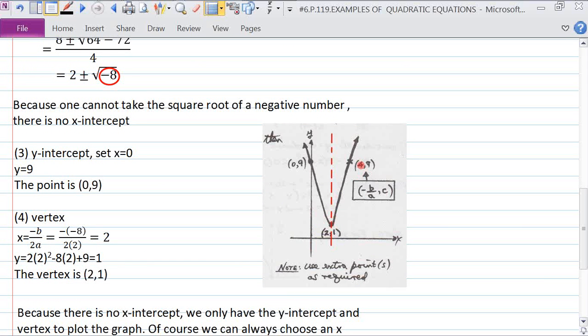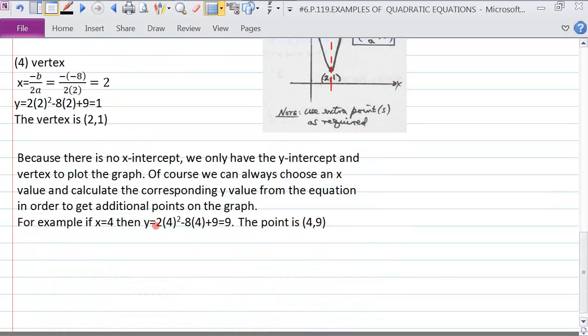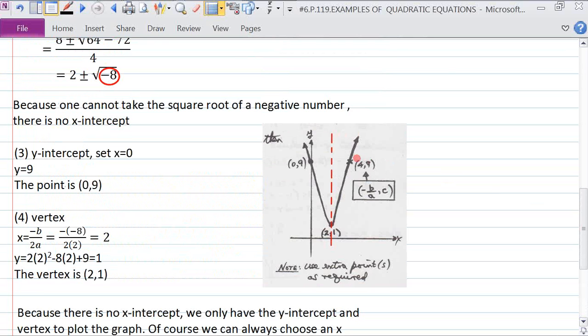Let's say we chose x equals 4. If we choose x equals 4 and put it into the equation, we get 2x squared minus 8x plus 9, where x is 4. 4 squared is 16. 2 times 16 is 32. Minus 8 times 4 is minus 32. So we have a plus 32 term here, a minus 32 term here, which cancel to 0, and we're left with plus 9. So when x is 4, y is 9, and that's this point here.